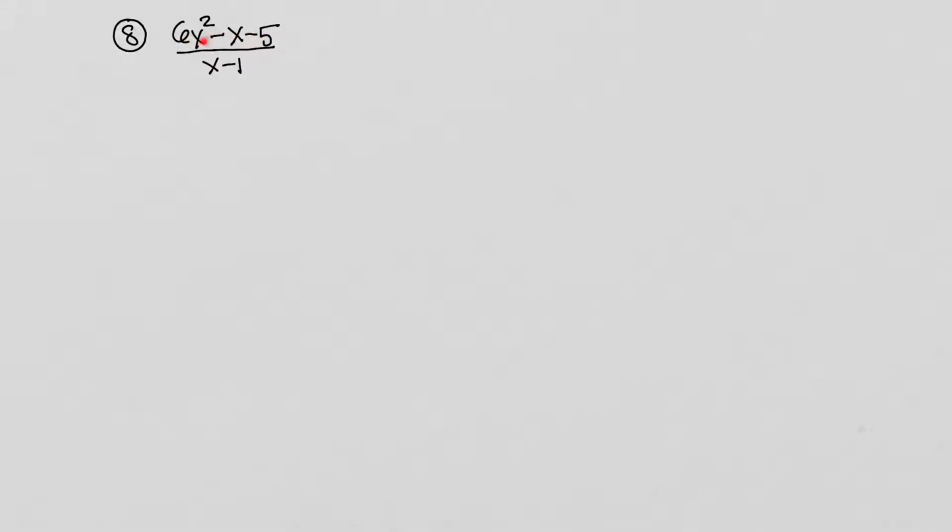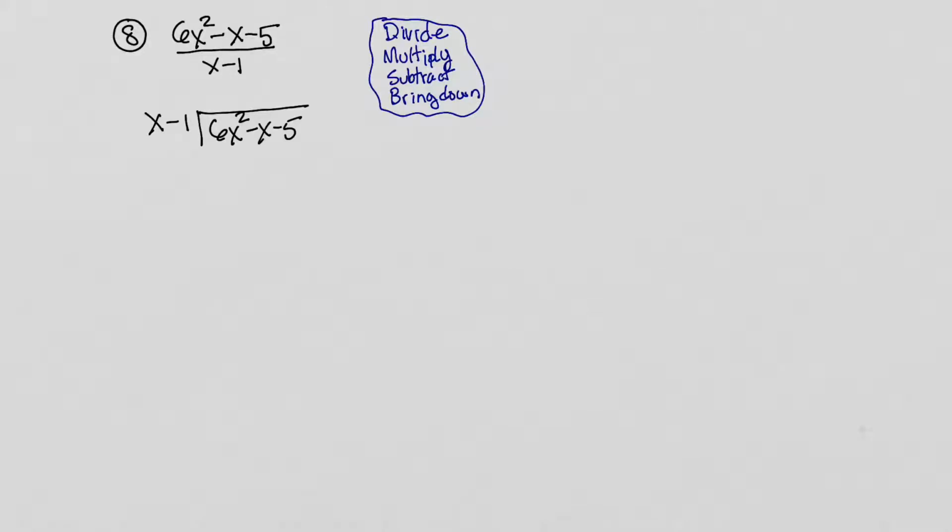Let's divide this trinomial by this binomial, so we'll set it up as if it were just a regular old division problem with numbers. We'll set it up as x minus 1 into 6x squared minus x minus 5, and now we'll start the division process. Oh, look at that. I say division process, and like magic, it pops up: divide, multiply, subtract, bring down. So let's start with the divide.